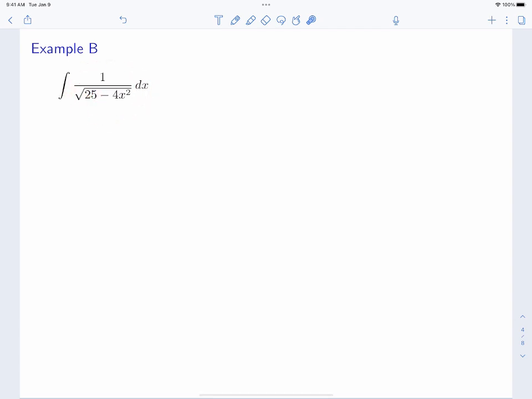And we have a constant minus 4 times x squared. So the rule that we want to use, and again, I'm going to phrase it in terms of the variable u, because after the substitution, our integrand will have u in it instead of x. So the rule we want to use is the inverse sine rule. So it's the integral of 1 over the square root of 1 minus u squared du is equal to inverse sine of u plus a constant. Okay, so this is the rule that we want to use right here.